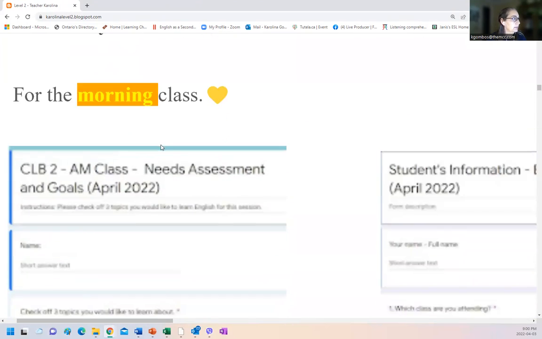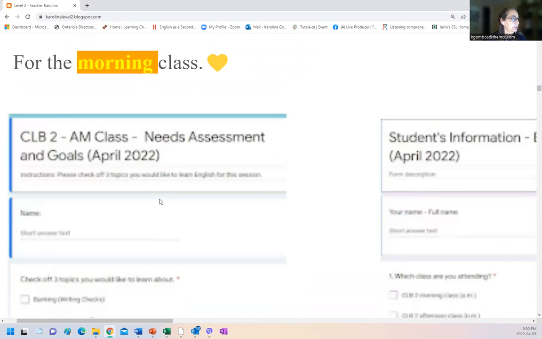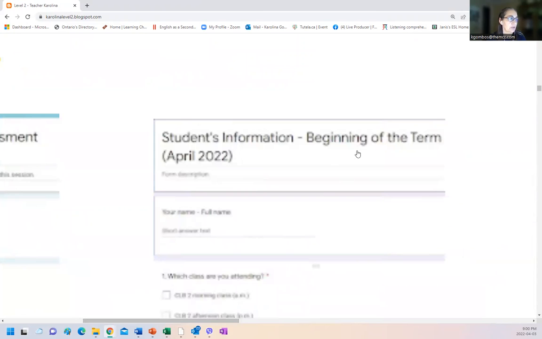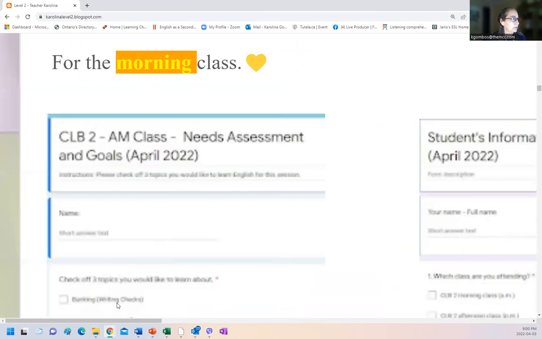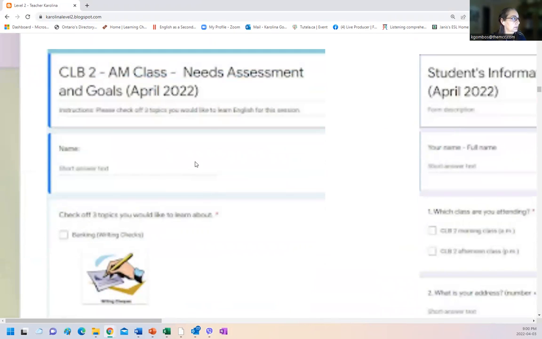Okay, for Wednesday, I will ask you to do the needs assessment and also the student information. At the beginning of each term, we have to do that. So let me show you this one quickly. What is the needs assessment?